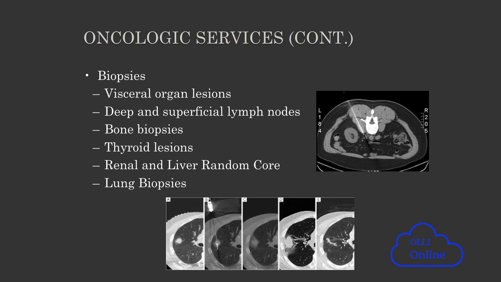So biopsies, we do very, very difficult biopsies in the hospital, things that you would have had to have surgery for before. So up there is a retroperitoneal lymph node biopsy right by the aorta. And nowadays it's very easy for us to do these biopsies, whereas in the past it was very difficult.